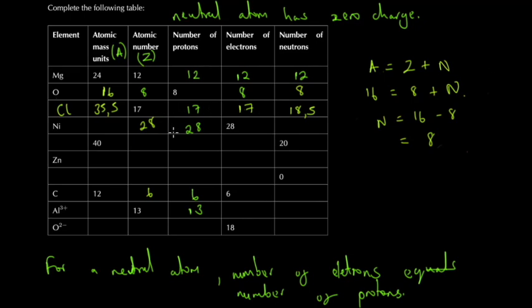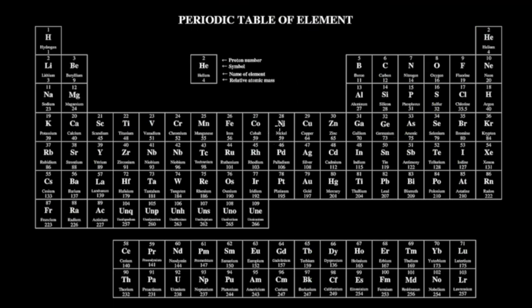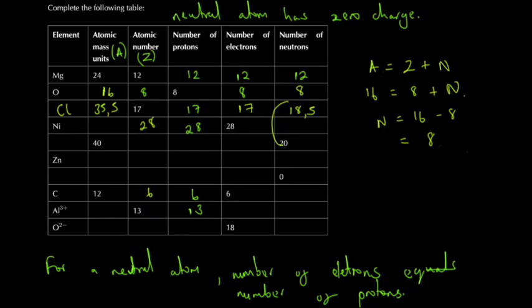So here you have ID 28, it's this one here. Where is nickel? It says 59. Okay, so you go back again and you say 59 here.